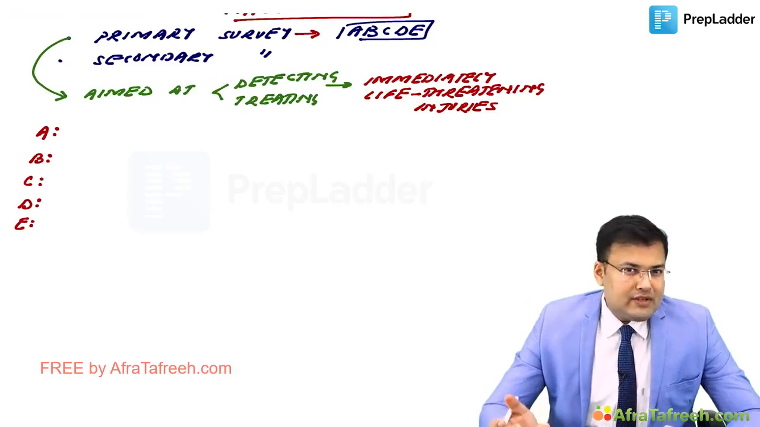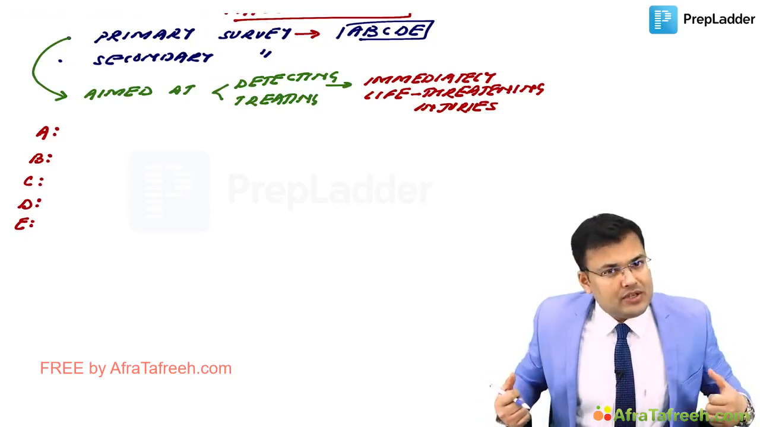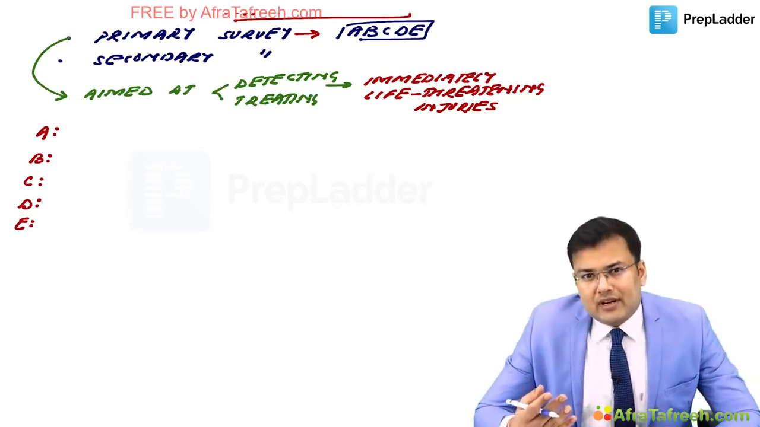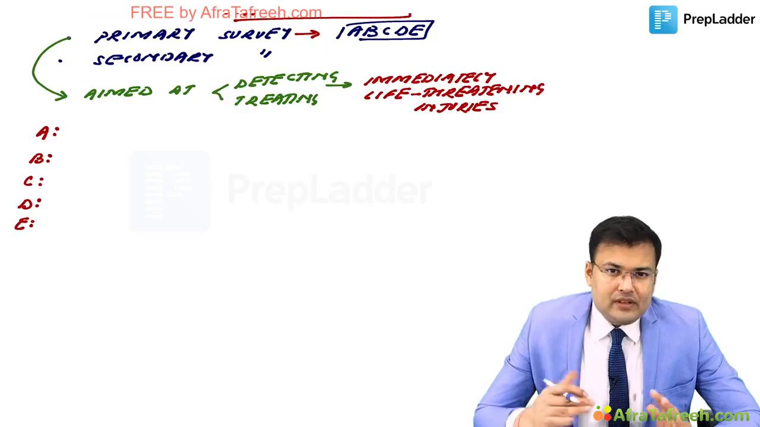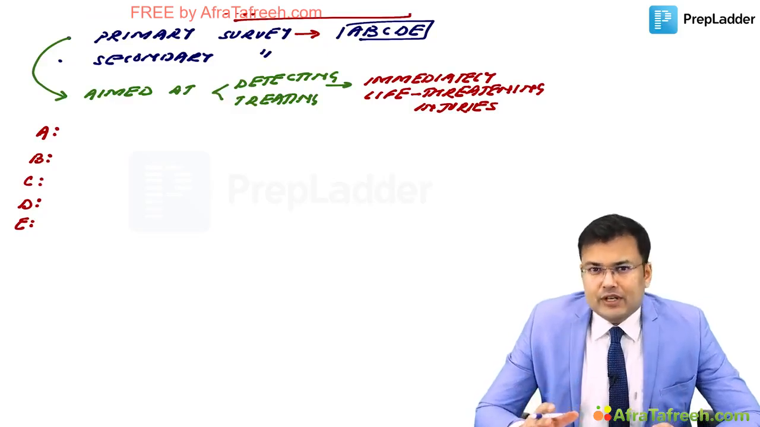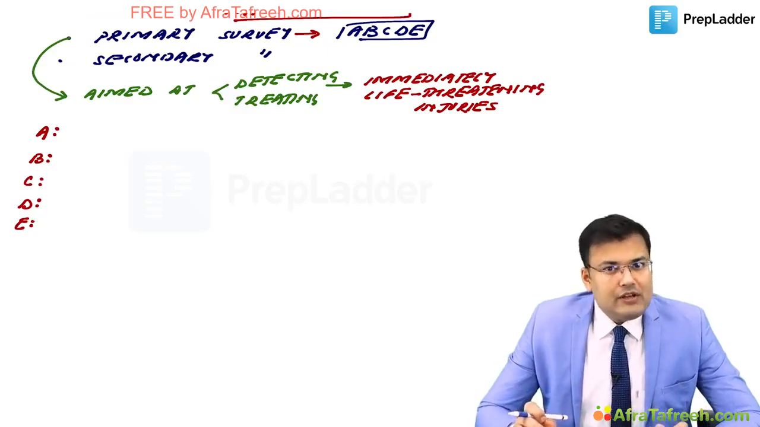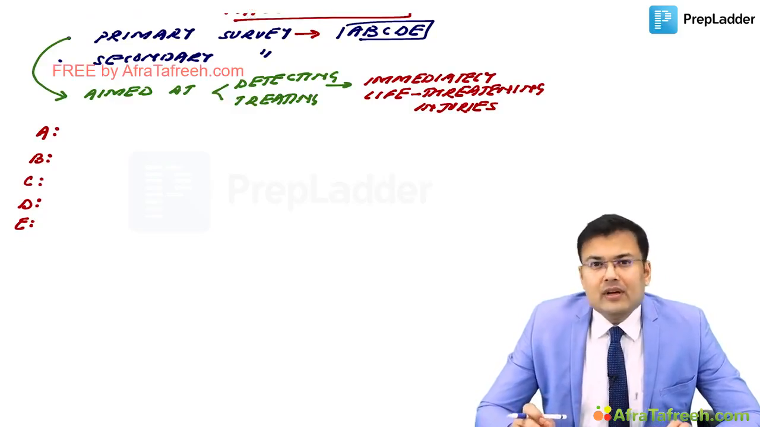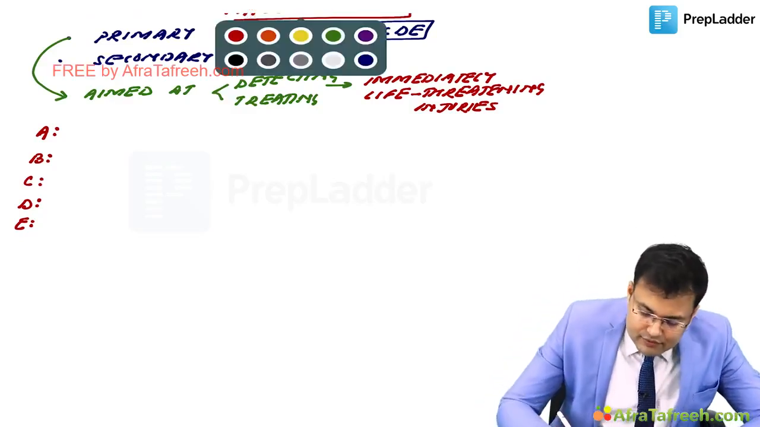What do you mean by exposure with environmental control? We are going to expose the patient completely. But to avoid hypothermia, the environment should be warm. We are using warm blankets, warmers and pre-warmed IV fluids. Clear? So what are the full forms?